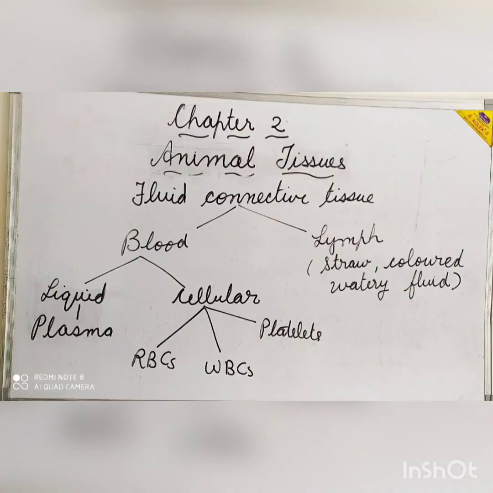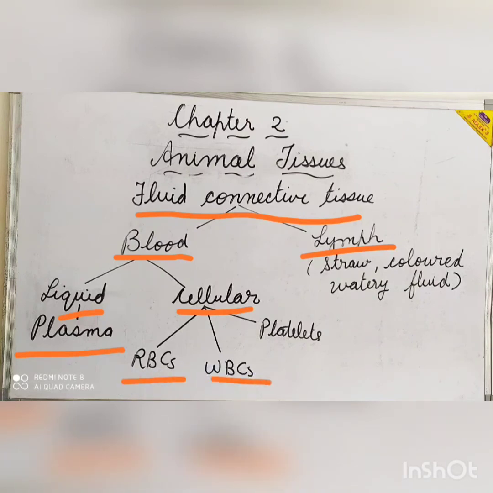The next connective tissue is the fluid connective tissue. It consists of blood and lymph. Blood is composed of both a liquid part and a cellular part. The liquid part consists of a straw-colored fluid called plasma. The cellular part is composed of 3 types of cells present in the plasma. These are the red blood cells, that is RBCs, white blood cells, WBCs, and platelets. Blood is red in color due to the presence of a protein called hemoglobin.